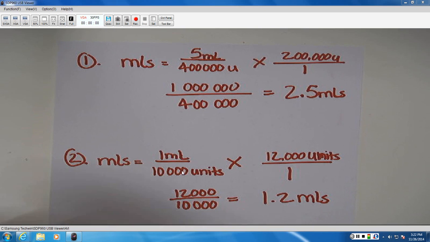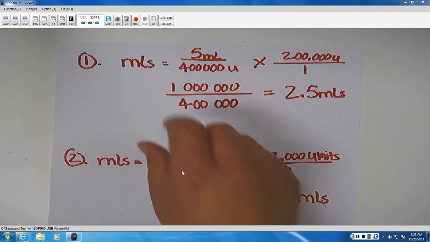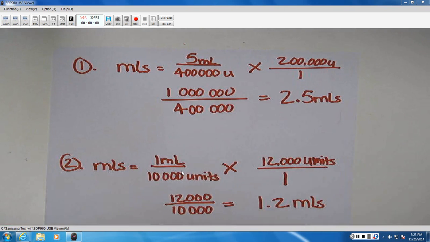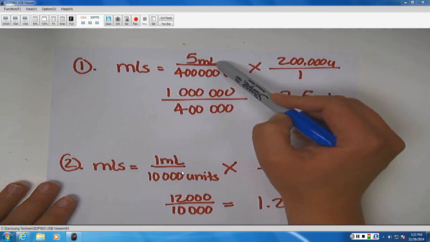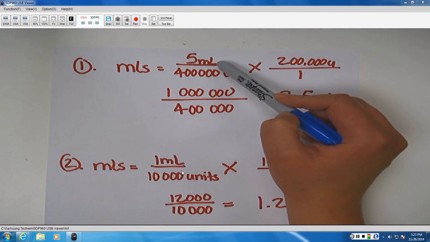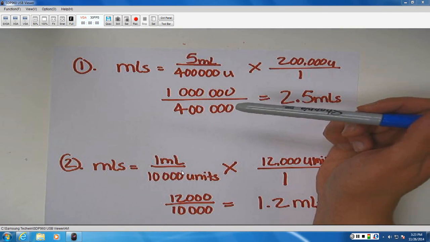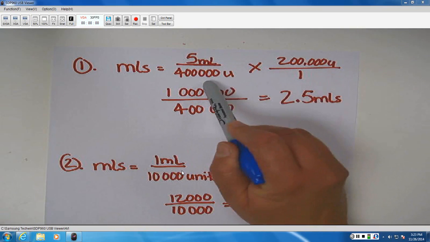How I set my problems up is I always put over here on the left-hand side what I want to answer for. So in this problem, I want to know how many milliliters I'm going to give my patient of this penicillin. When you set up your first equation, since I'm solving for mLs here, my numerator over here is going to be mL. And this is the dose that I have on hand. So the dose I have on hand is 400,000 units per 5 mLs. So 5 mLs has 400,000 units.